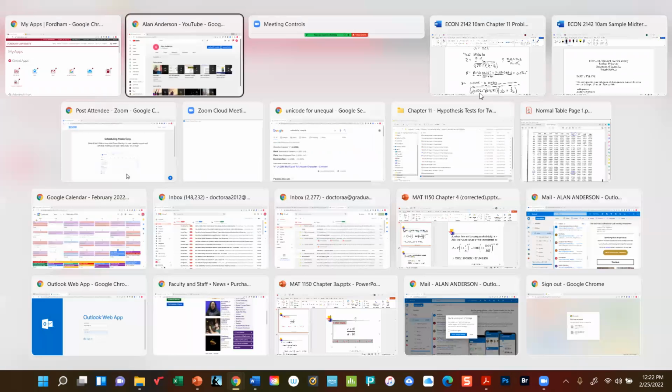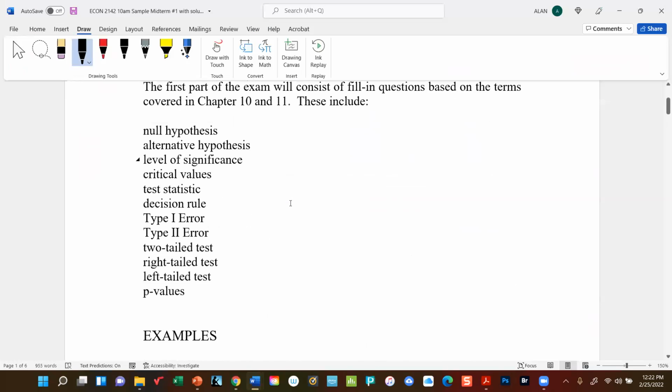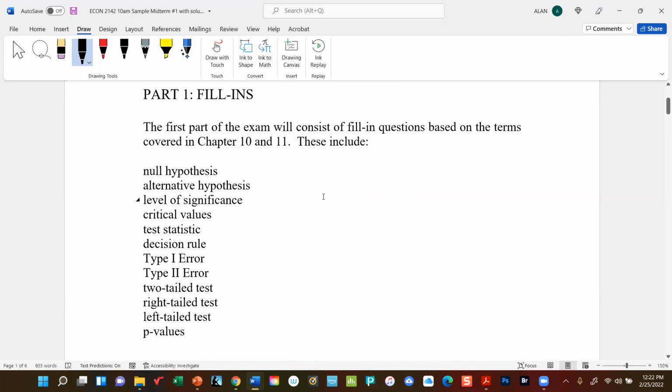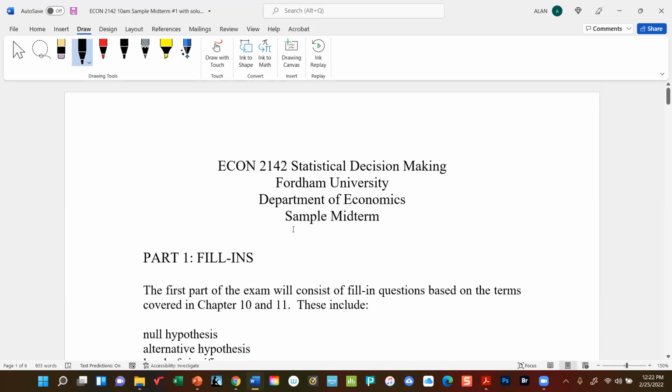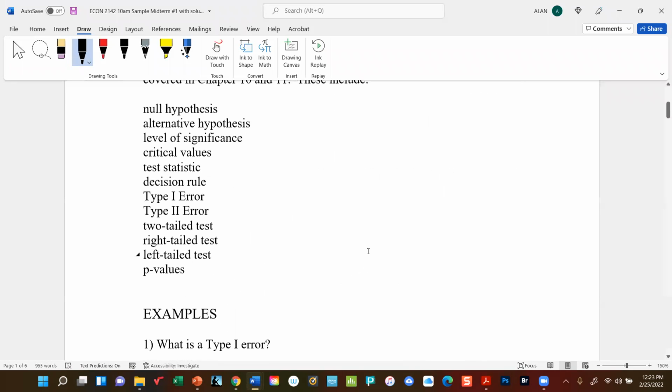Let's get back. Now, here's what I'd like to do, and this is what I did with my other class. For the sample midterm, we obviously don't have time to do it all right now, but I would like to at least look at the fill-ins, because we only have one more class before the test, and I don't want to run out of time. So let's take a quick look at this.